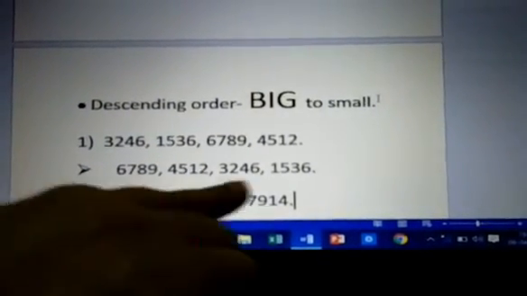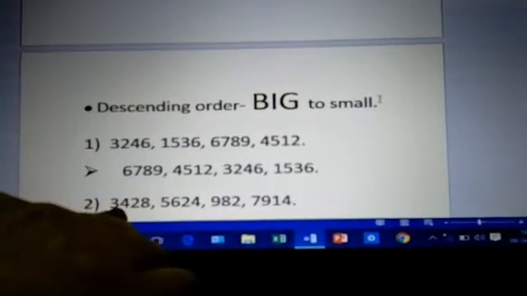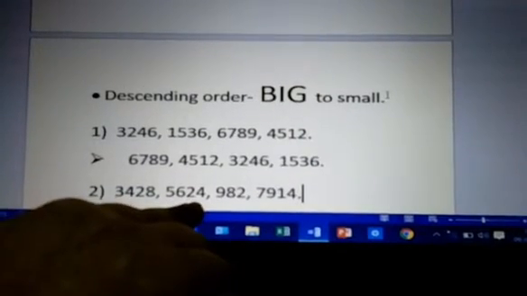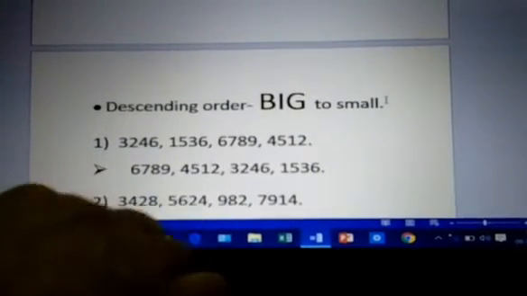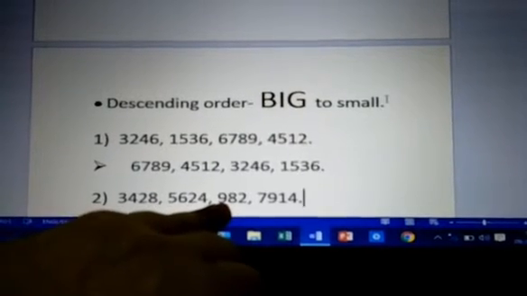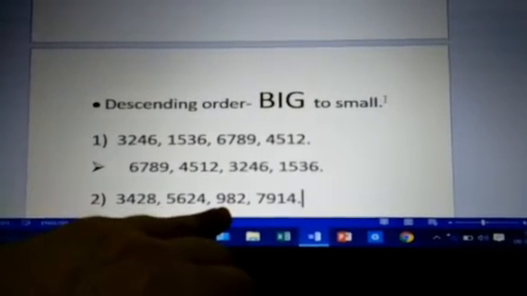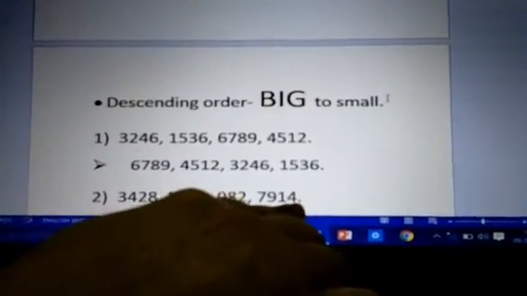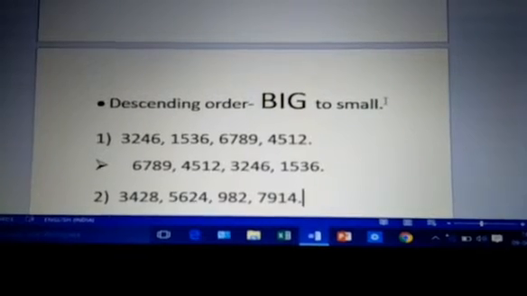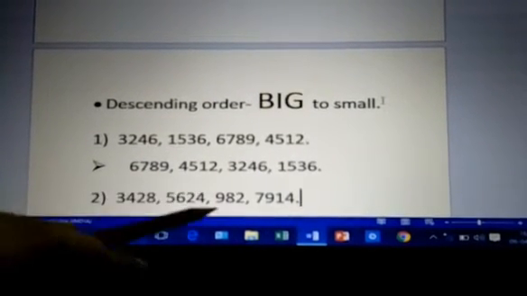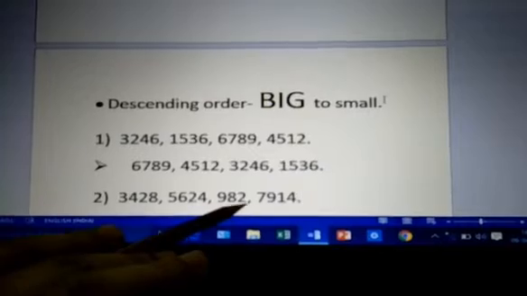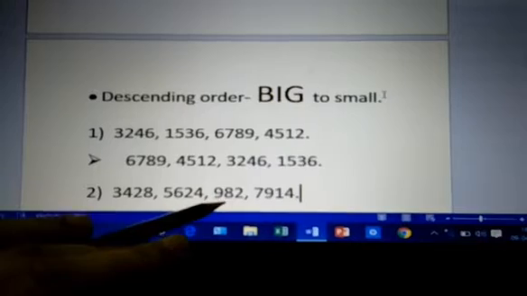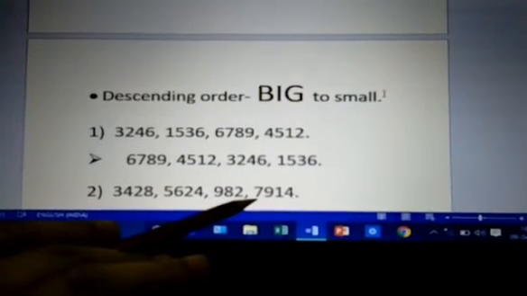Second question. You can see the question over here. 3,428, 5,624. These two numbers are having 4 digits. And here 982. Only 3 digits are there. And then 7,914. There are 4 digits. Okay. So the smallest number will be 982 because it is having only 3 digits. But we are arranging from big to small. The biggest number is 7 on thousands place.